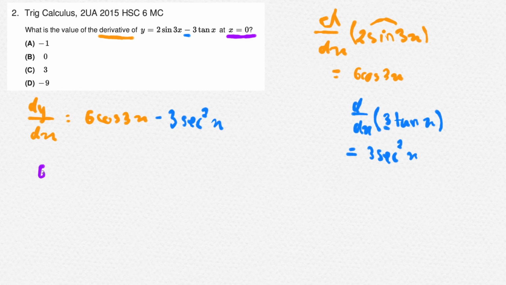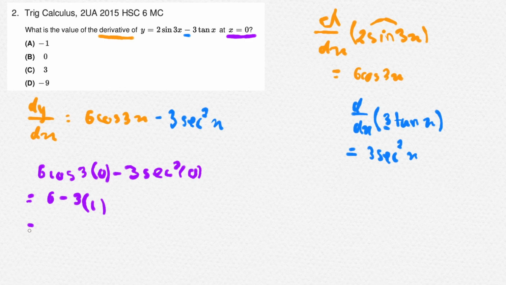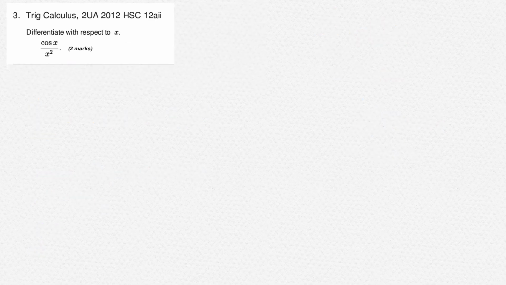Now looking at the question, it says to evaluate for x is equal to 0. So sub 0 back into the derivative function. 6 cos 3 times by 0 minus 3 sec squared times by 0. Now, you can either evaluate this in your head or you can use a calculator. 6 cos 3 times 0 will be equal to 6 minus 3 sec squared 0, which is equal to 3 times 1. So your final answer will be 3. Now looking at the options, this answer corresponds to option C, which is correct. Now on to our next question.